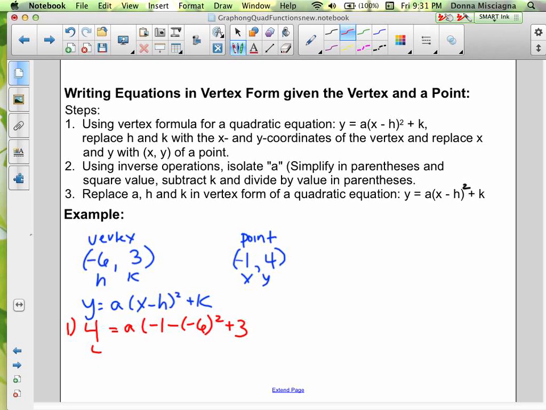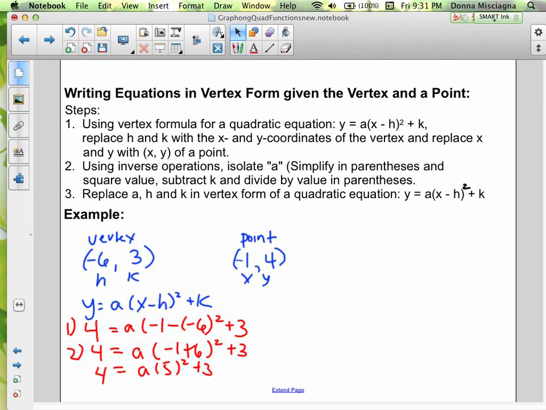All right, so we have 4 equals, so now our step 2 is to simplify in our parentheses. So 4 equals a times, so that's going to be -1 plus 6 plus 3. We're going to keep simplifying in the parentheses, because our goal right now is to solve for a. So we have 4 equals a times 5 squared plus 3. Well, we know 5 squared, that's 25.